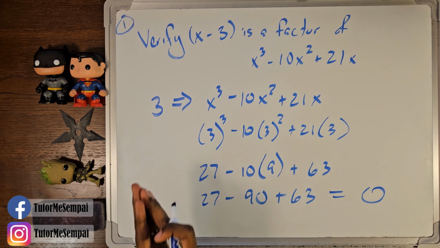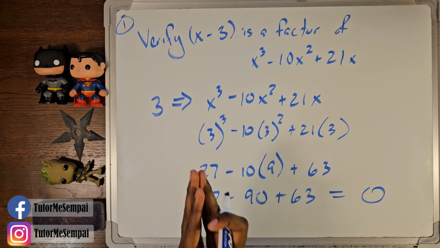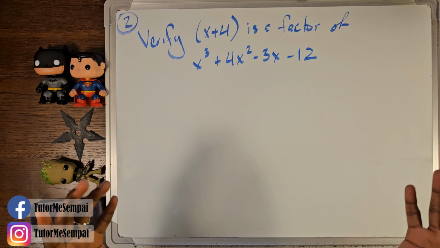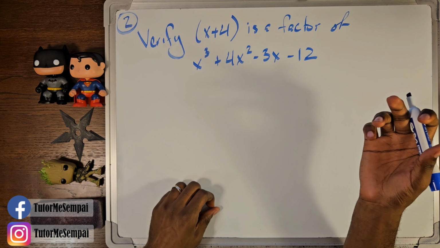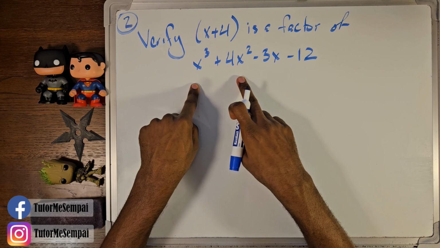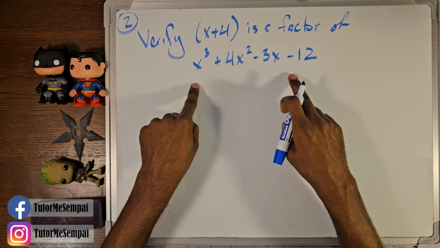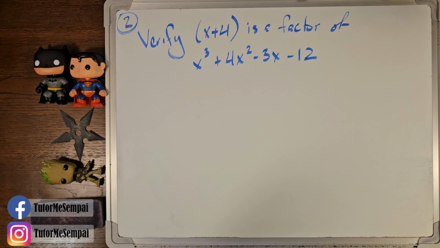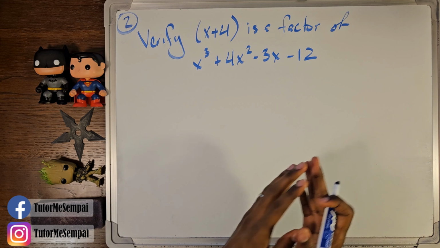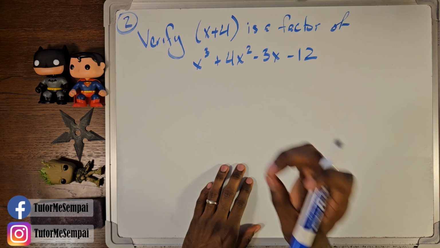Let's move on to another example just to get a little bit more practice using our factor theorem. Let's say we have this question here in which we want to verify that x plus 4 is a factor of x cubed plus 4x squared minus 3x minus 12. Like, once again, you could factor this in different ways, but we don't want to have to do all that work. We just want to check, is this indeed a factor?